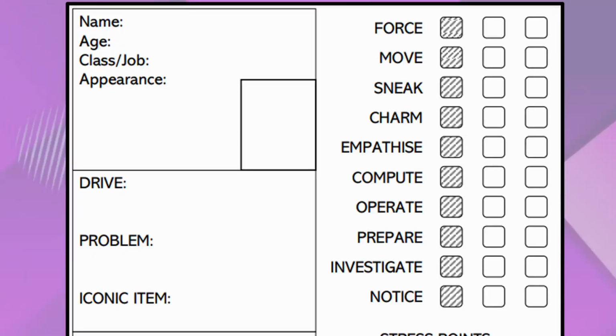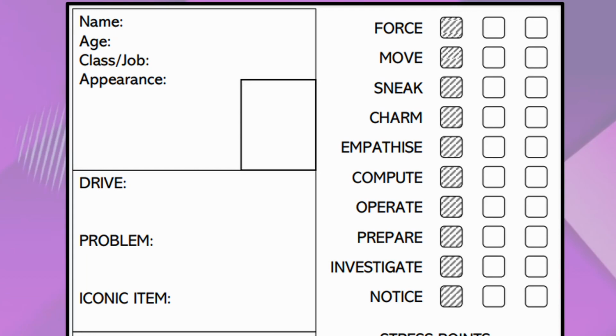Next was character creation. Group A had no problems with this at all. They got straight into it and started making some really fun and unique characters. There were some quirks and some light-hearted things attached to their characters, but they were relatively standard teenagers. The drive and the problems started off a little tricky for them to think of, but once I gave them some examples, they quickly came up with their own.